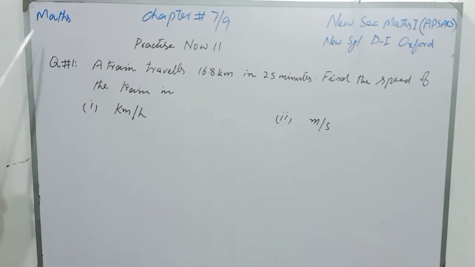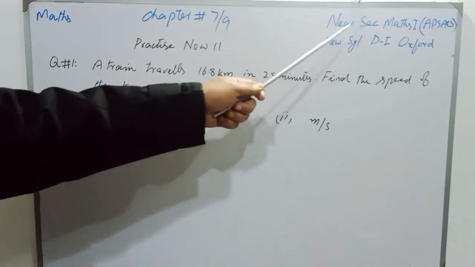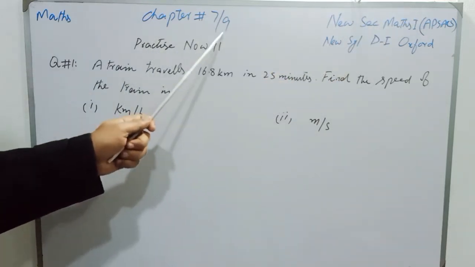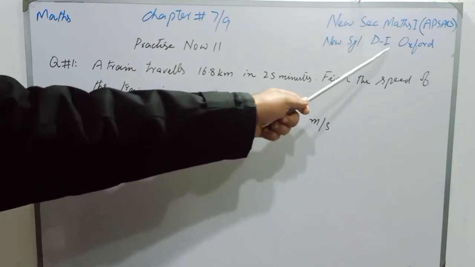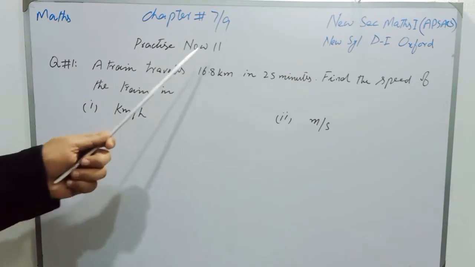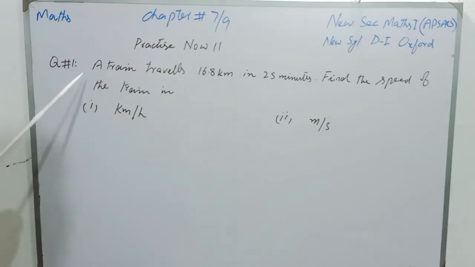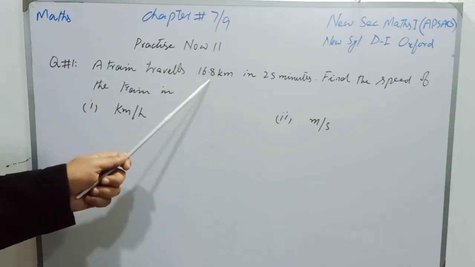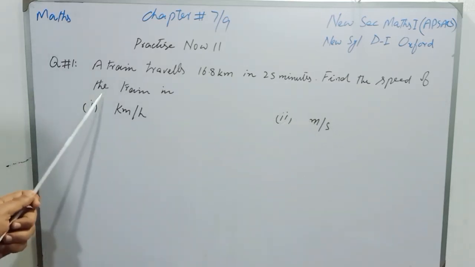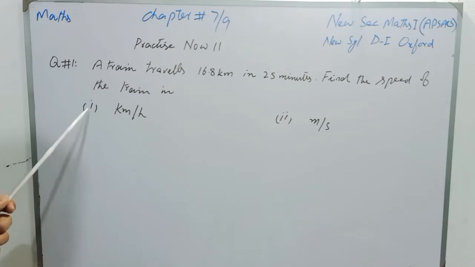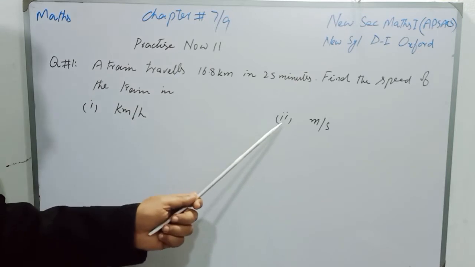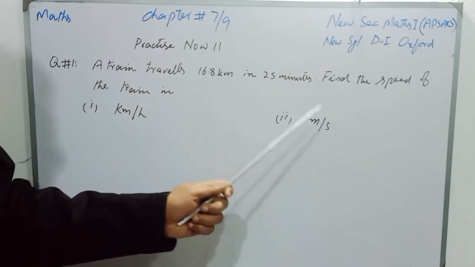Dear students, mathematics chapter number 7 for New Secondary Mathematics book 1 of Science Students class 6, and chapter number 9 for New Syllabus Mathematics D1 Oxford A-level O-level students. Practice 11, question number 1 is: a train travels 16.8 km in 25 minutes. Find the speed of the train. In the first part we have to find the speed in kilometer per hour, and in the second part we have to find the speed in meter per second.